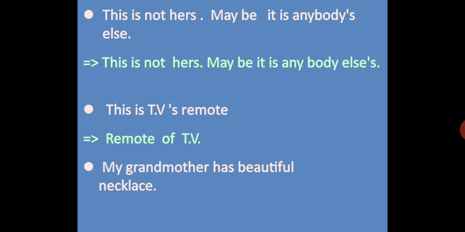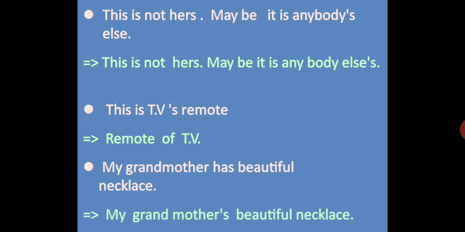Next sentence. My grandmother has beautiful necklace. Here, grandmother is a compound word. It is the combination of grand and mother. Right? So, what can we do? Do you remember? Yes, we use apostrophe s with mother. So, the answer will be my grandmother's beautiful necklace.